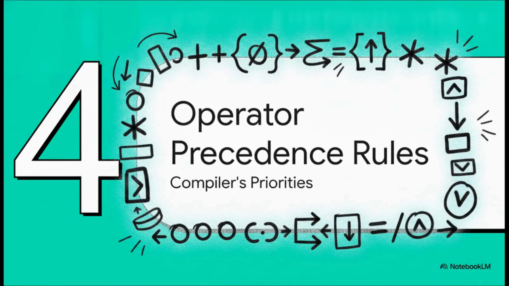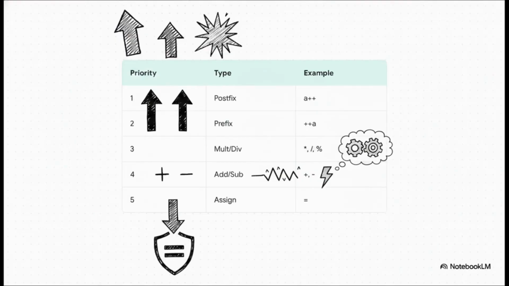Which brings us to Section 4, Operator Precedence Rules, and figuring out the compiler's priorities. Now, what happens when you combine a bunch of these operators into one massive chaotic equation? Just like the BODMAS rule in basic math, the C++ compiler uses a strict operator precedence hierarchy to decide exactly what to solve first. Postfix operators like A++ sit right at the very top with the absolute highest priority.